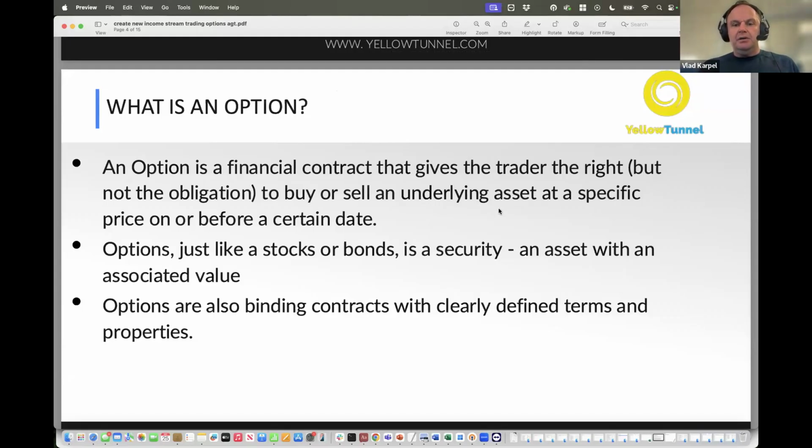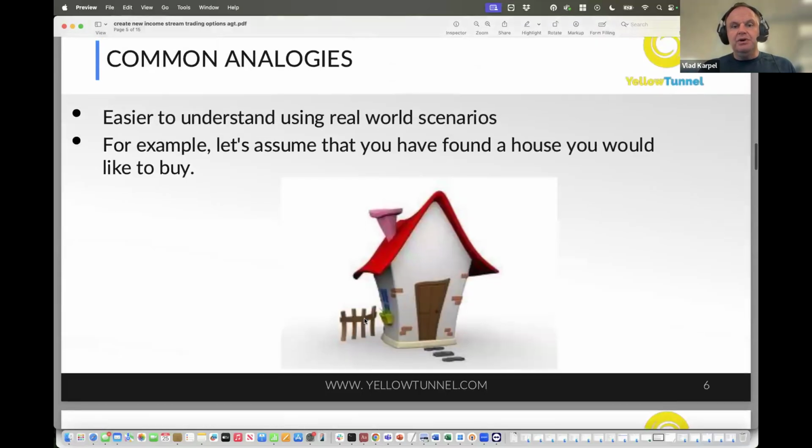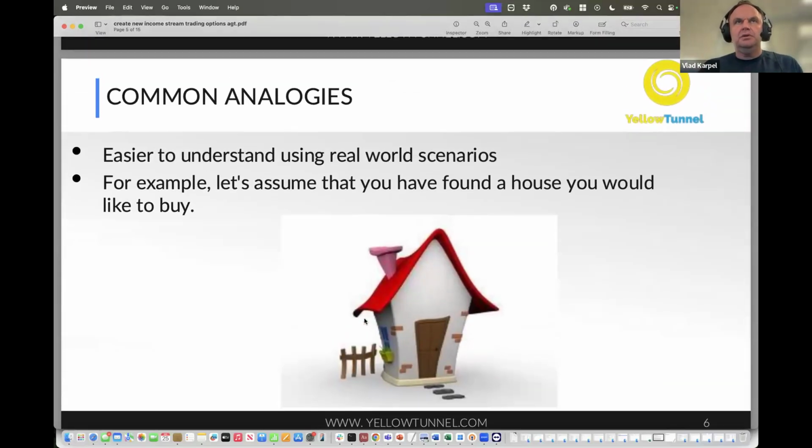So options are just like stocks, they're securities associated with a specific value, and they are binding contracts with clearly defined terms and properties, right? I always think about options as basically a derivative of the underlying stock, and they're correlated to it. But I also think about options as a kind of insurance, and that's what they were originally created for. Options were created so you can hedge your assets, your stocks. If you're buying a stock and you want to hedge or know your downside risk, you can buy puts. And you can also use options as leverage. You can buy calls if you think the stock is going to go higher, right?